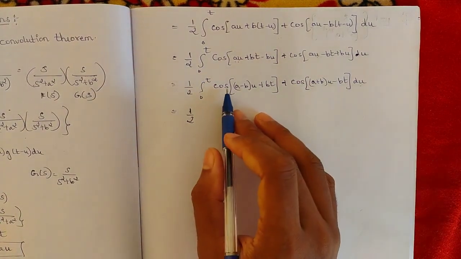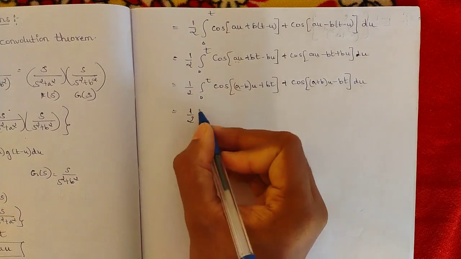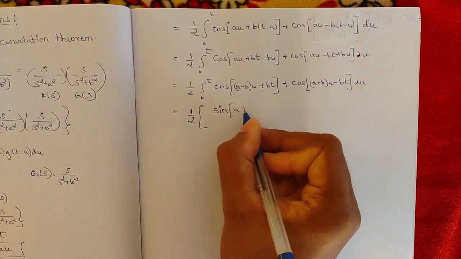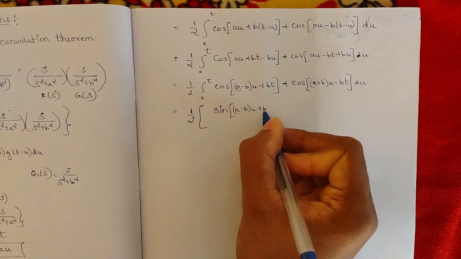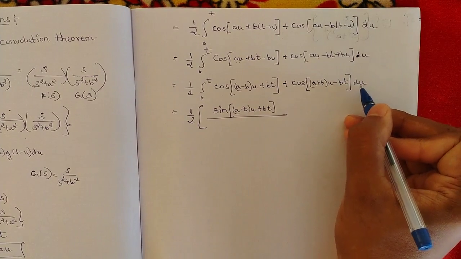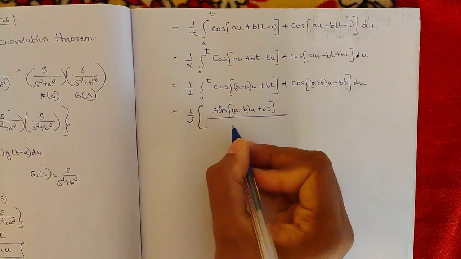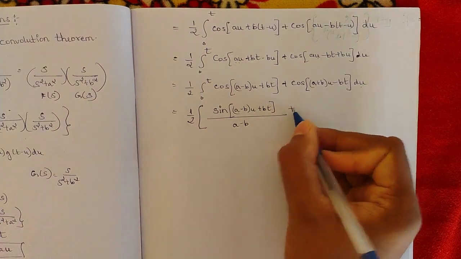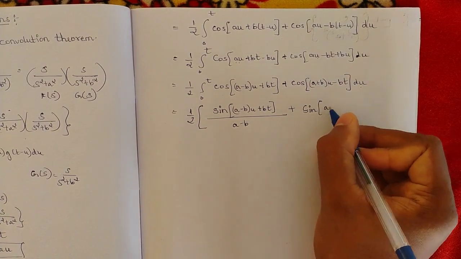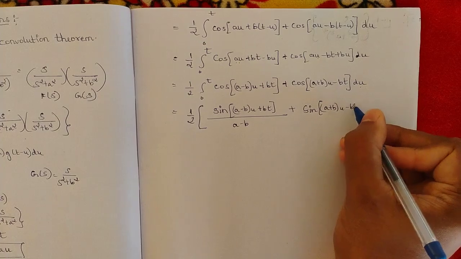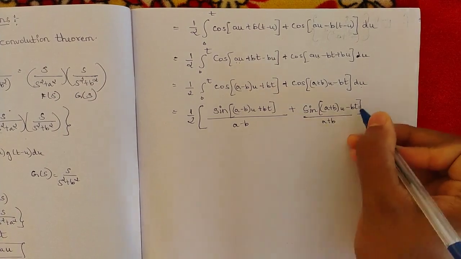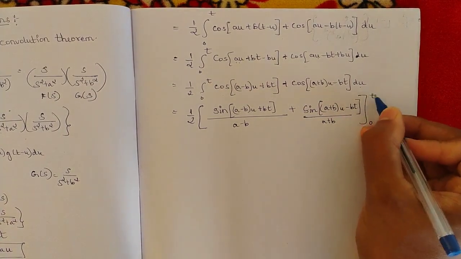Integration of cos is sine, so we would get sine of (a minus b) into u plus bt, divided by the coefficient of u, not t. Because we are integrating with respect to u only, whatever is the coefficient of u you should write in the denominator. Plus here also the same thing, integration of cos is sine, sine of (a plus b) into u minus bt, the whole divided by a plus b, and the limits are from 0 to t.